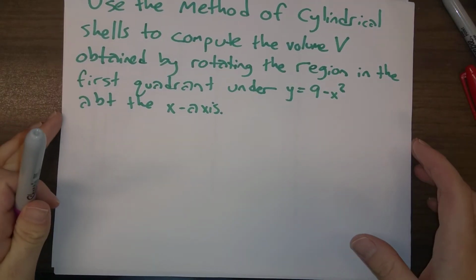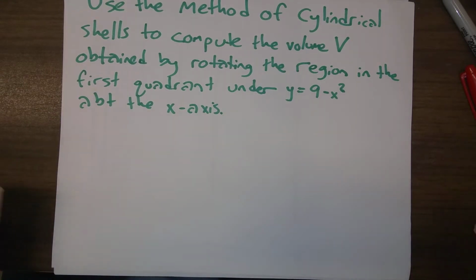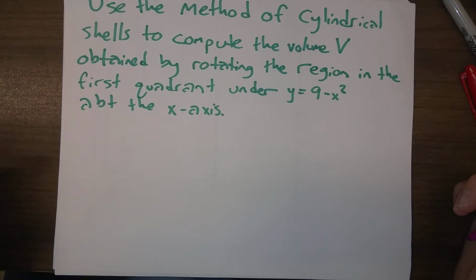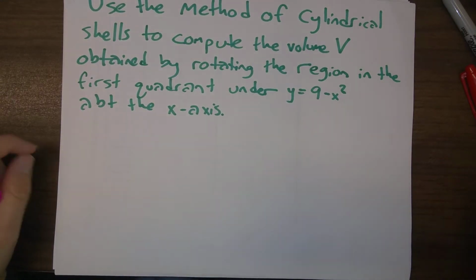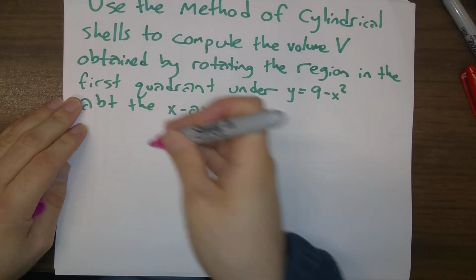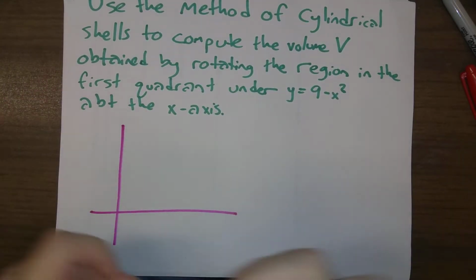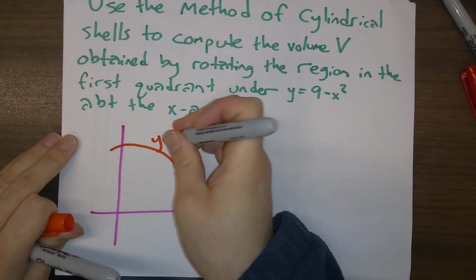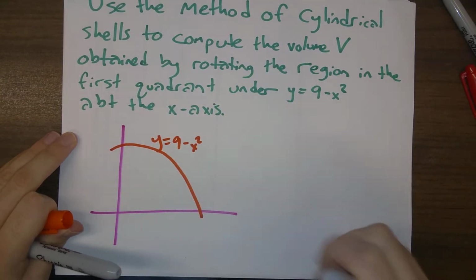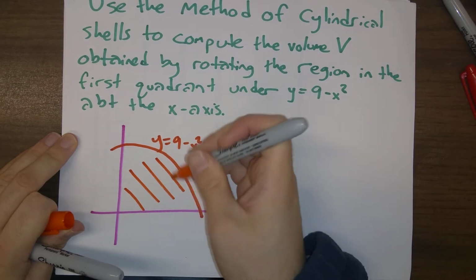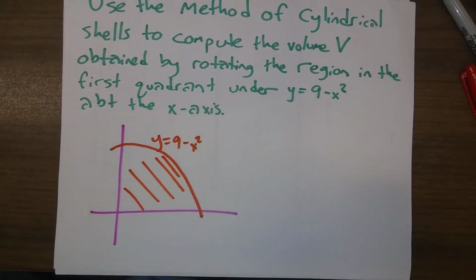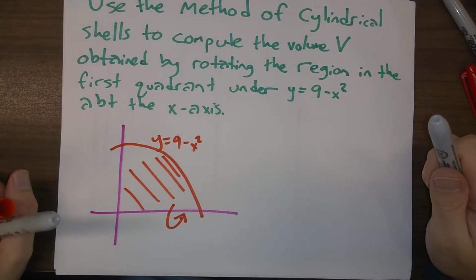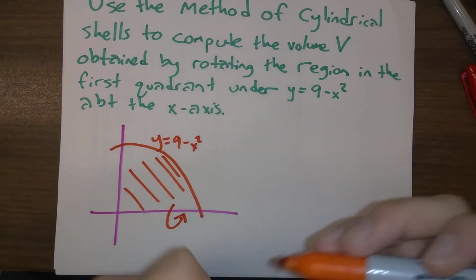So use the method of cylindrical shells to compute the volume V, obtained by rotating the region in the first quadrant under y equals 9 minus x squared about the x-axis. Okay, so what is going on here? Here is y equals 9 minus x squared, and we want the region in the first quadrant. So this is the region that we are rotating. We're rotating around the x-axis, and we're specifically told to use shells here.